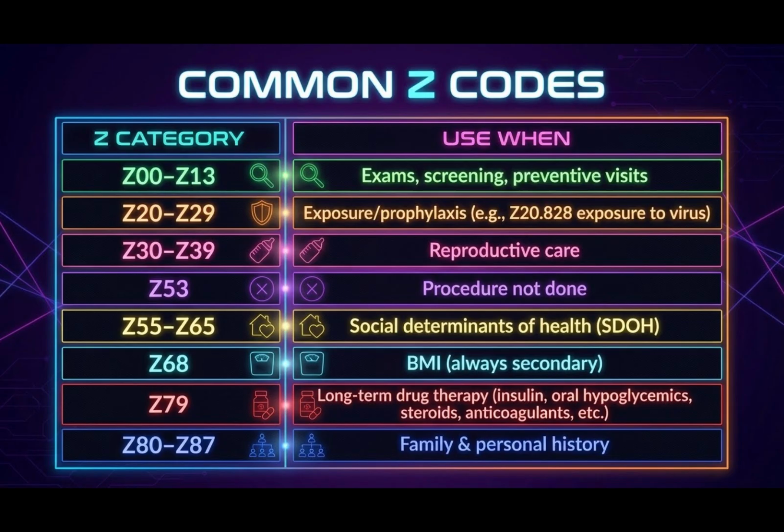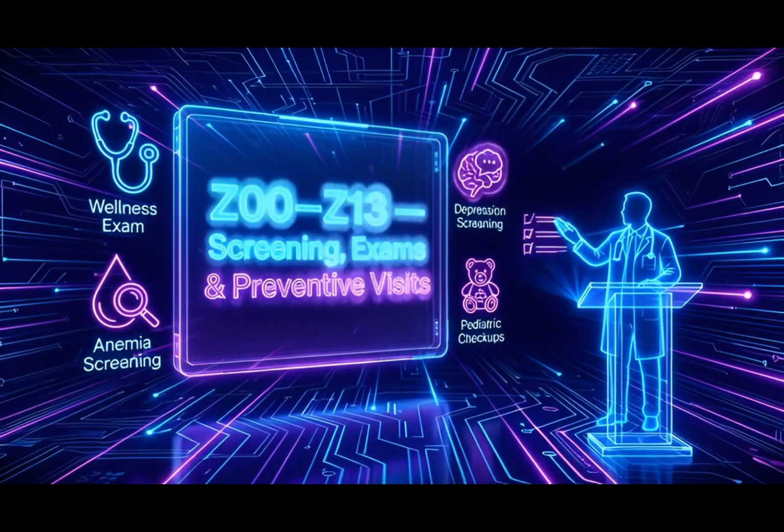Don't skip these. Z68 is your BMI code, always secondary. Z79 is your powerhouse for long-term medication therapy. Insulin, oral hypoglycemics, steroids, anticoagulants, and more. Finally, Z80 to Z87, that's family and personal history. Master these and your coding speed and accuracy will explode. Let's keep going. Let's start at the top.